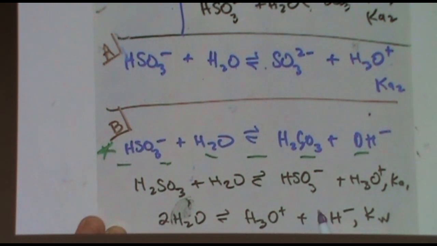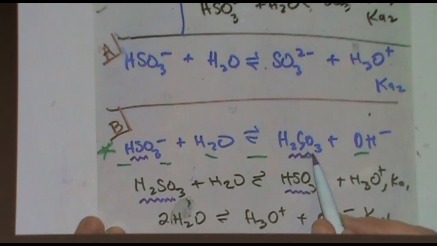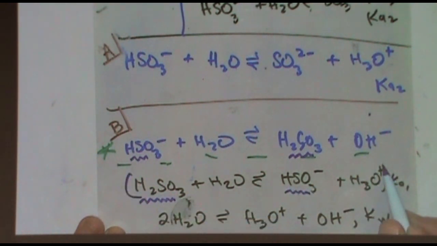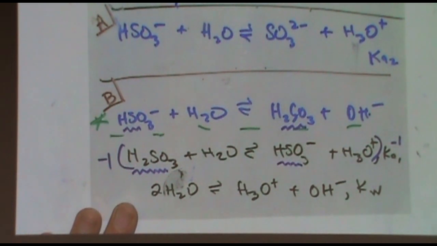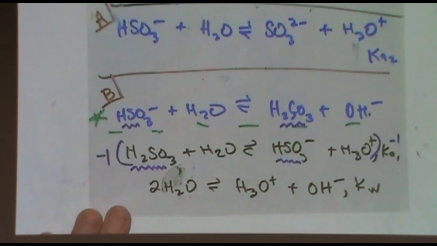So, now if I look at these two reactions in black and think, how can I add these to get to the blue one? I'd say, well, SO3 is here and here, and H2SO3 is here and here. What if I just flip this reaction? It'll look a lot more like the top one. So I'll flip it by multiplying by -1, and the Ka value does what? It inverts, so it raises to the -1.